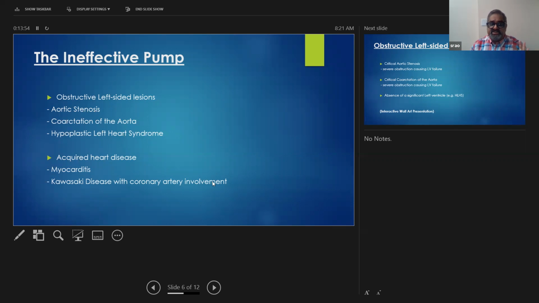Now, the other category of ineffective pumps is acquired heart disease. Specifically, we're going to talk about myocarditis and also Kawasaki disease with coronary involvement. Again, these are things that happen further down the line.